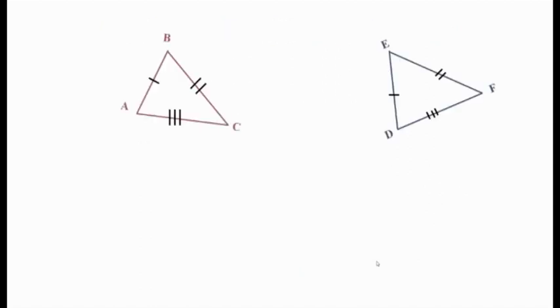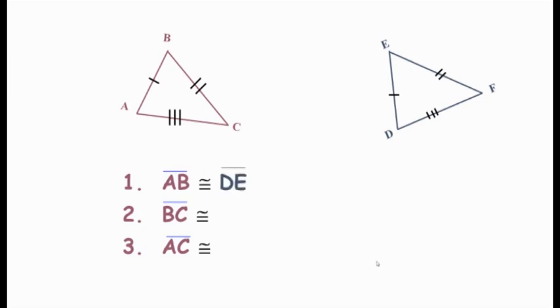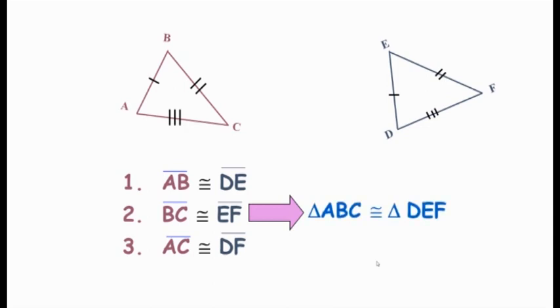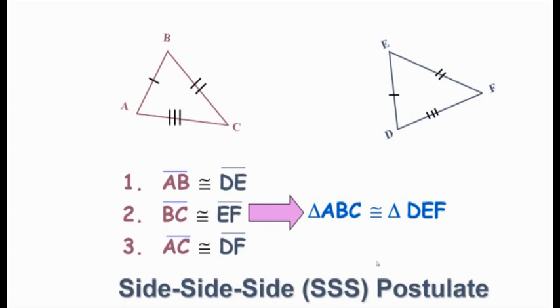Let's take a look at these two questions and explain further. If you look, side AB is congruent to what side? Side DE. Side BC is congruent to what side? Side EF. Side AC is congruent to what side? DF. So we can say triangle ABC is congruent to triangle DEF using the postulate side, side, side.